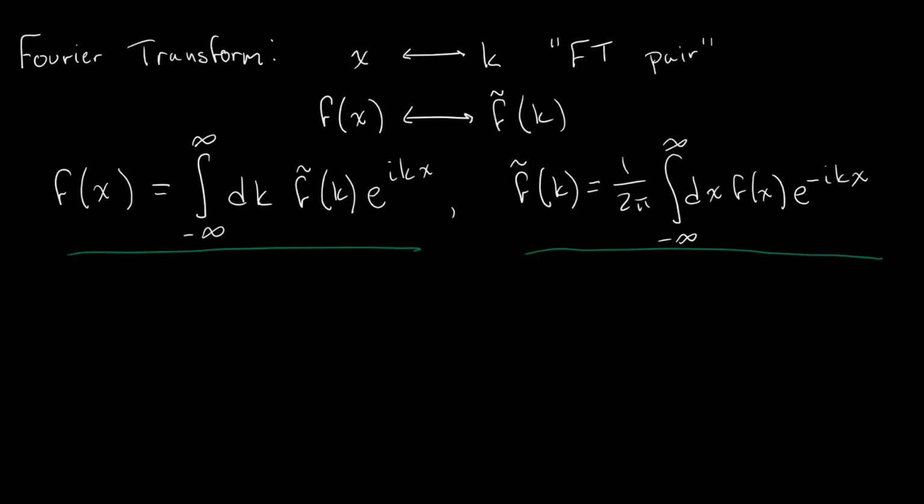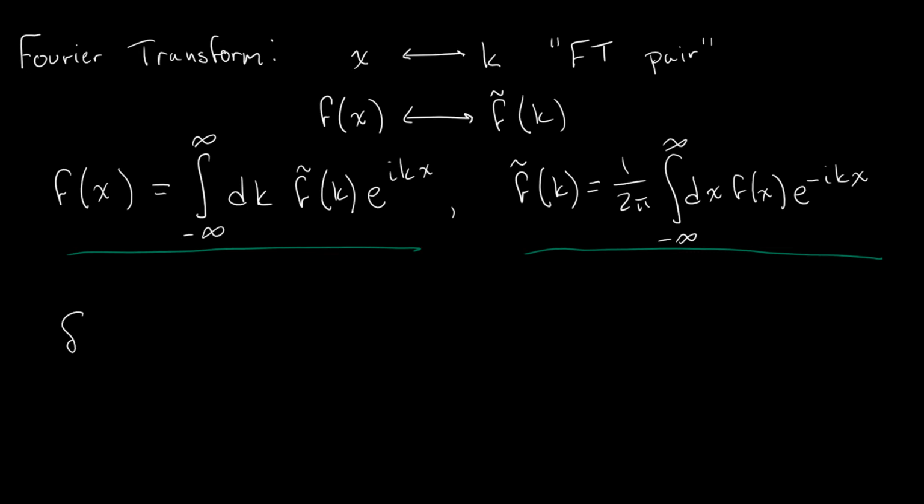This isn't the only way to define them, I'll say that right now. Sometimes you might see the 1 over 2 pi over here. Sometimes you might see something like 1 over square root of 2 pi on both sides. There's not one definition of a Fourier transform. This is the definition that I'll use. But the important thing is that you have an overall factor of 2 pi, and the reason is so that you get this Dirac delta function relation.